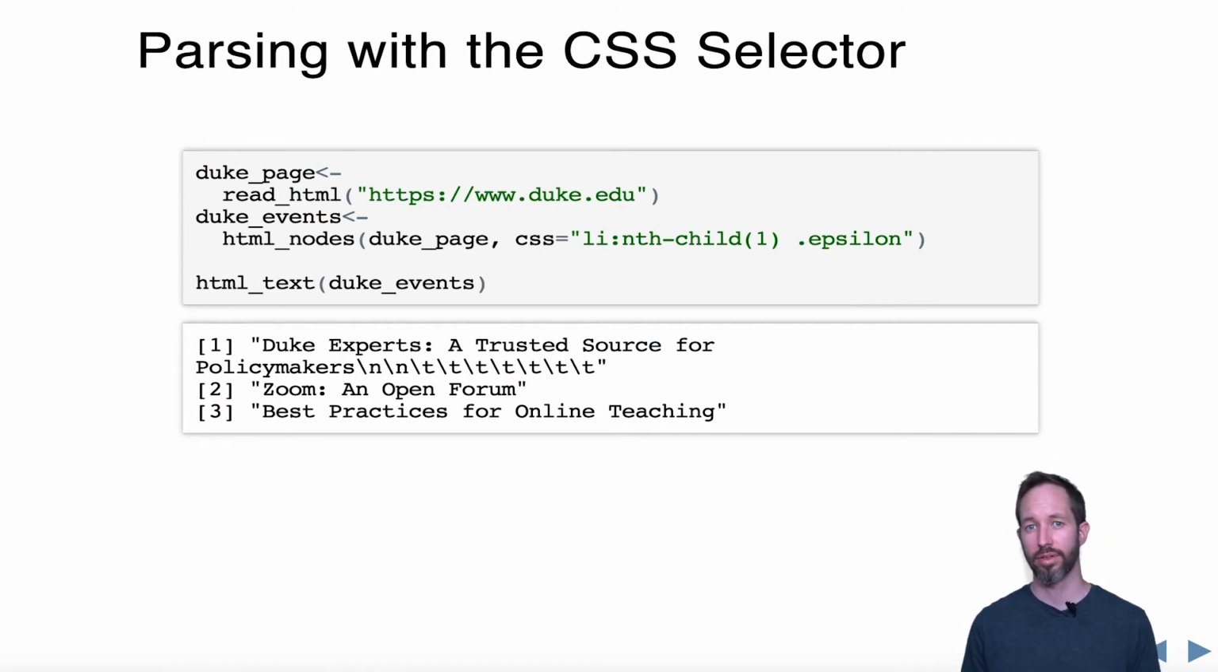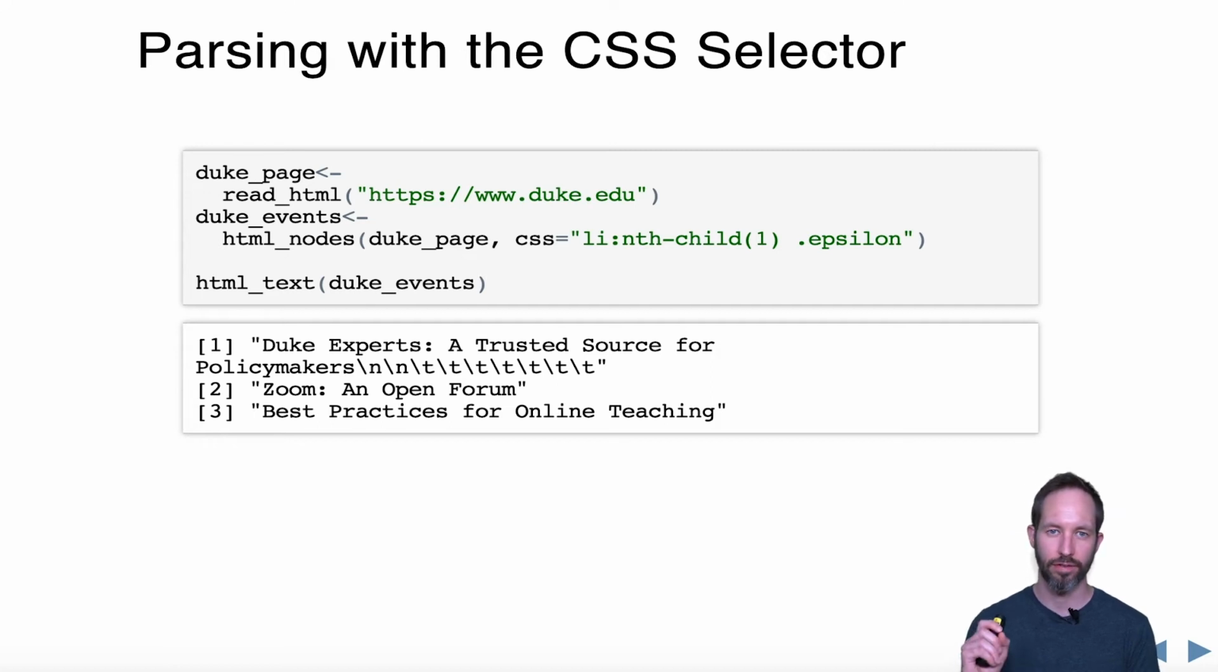Then once again, we're using the HTML_nodes function to parse that web page. But this time, instead of including the XPath as an argument, we're including the CSS selector as an argument. And here again, you can see it's some kind of gibberish from the web page. And there you get it. We have a list of events from duke.edu today.